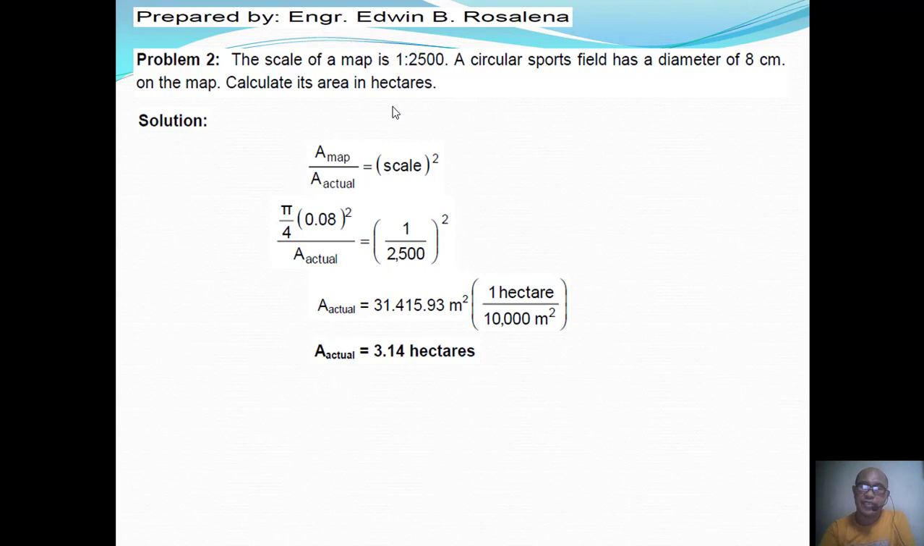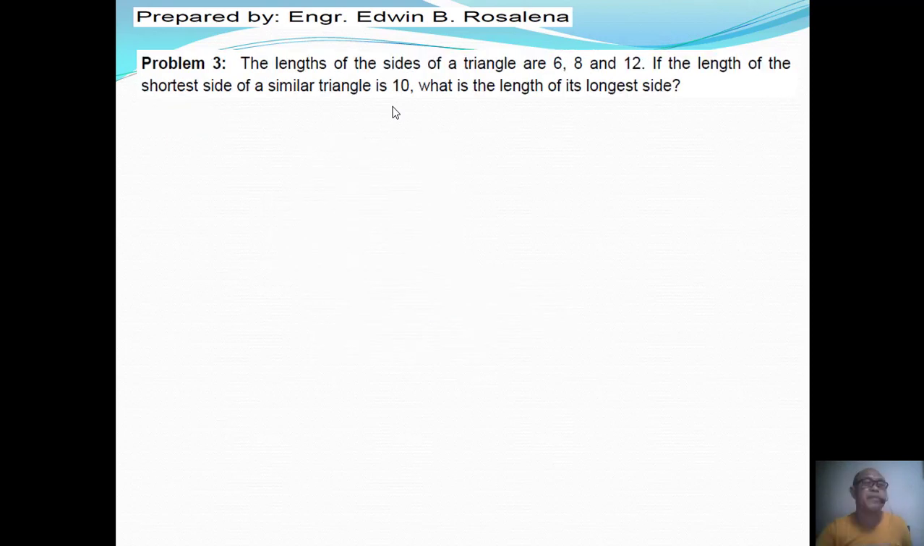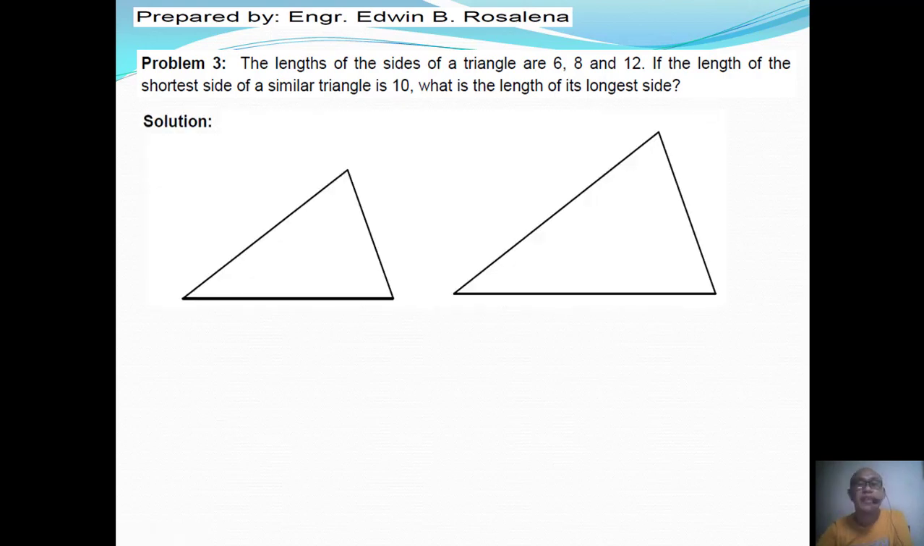Okay? So similar figures. Okay, number 3, last problem. The lengths of the sides of a triangle are 6, 8, and 12. If the length of the shortest side of a similar triangle is 10, what is the length of its longest side? Similar, okay. So, the smaller one, we have x1 equal to 6, x2 equal to 8, then x3, the longest, is 12. Then I have the second. The shortest side corresponding to x1, so y1 equal to 10, y2, and then y3. What is the longest side? The question there is y3.